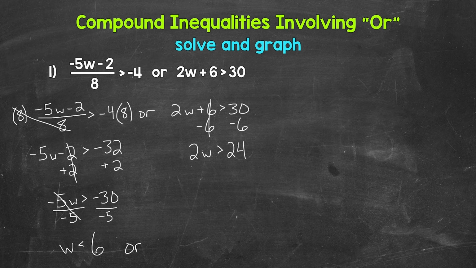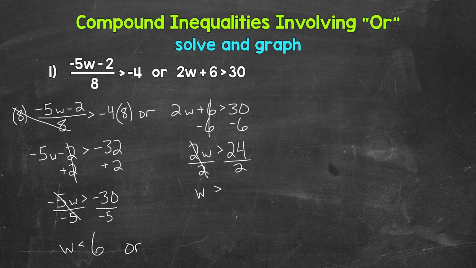So now we have 2w is greater than 24. So we need to undo that multiplication using the inverse operation, division. So divide the left by 2, and then the right by 2 as well. The 2's on the left cancel each other out, so w is now isolated.